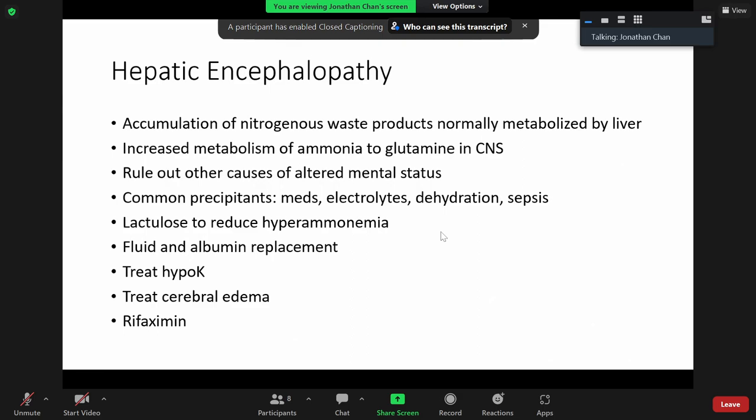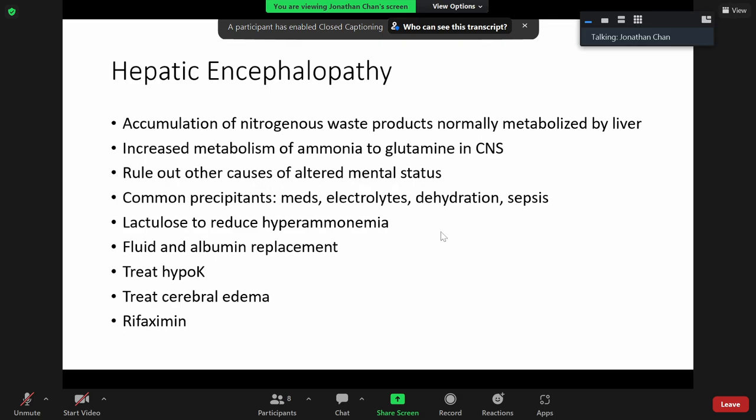There's an increase in metabolism of the ammonia that has accumulated into glutamine in the central nervous system. And when we're treating these patients, we want to rule out other causes of altered mental status. Some of the common causes of hepatic encephalopathy include medications, electrolyte abnormalities, dehydration, or sepsis. Lactulose can help reduce the elevated ammonia levels, and we want to replace the patient's fluid and albumin. If there's any hypokalemia, we want to treat that, because it's believed that hypokalemia can contribute to elevated ammonia levels by decreasing ammonia excretion.